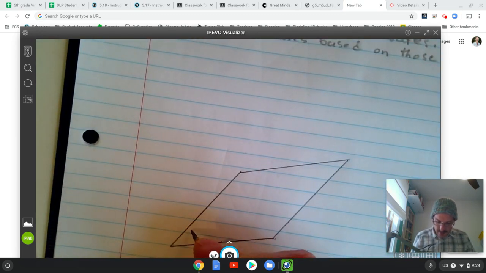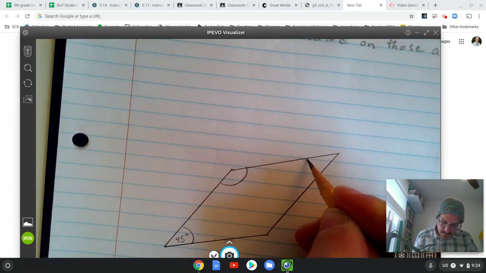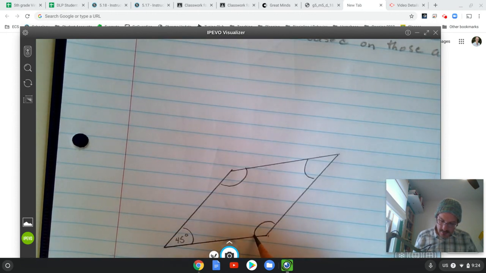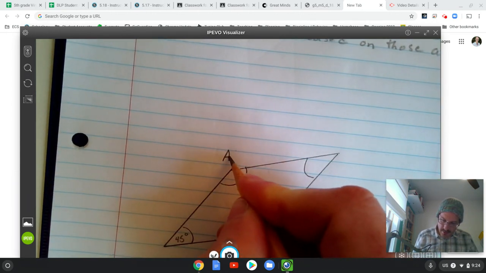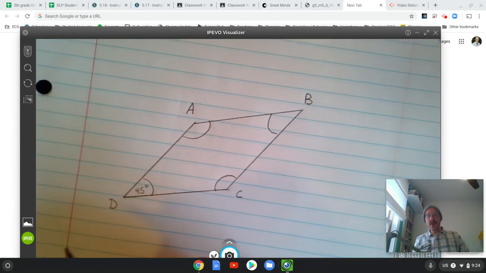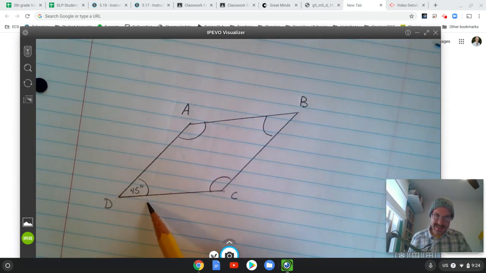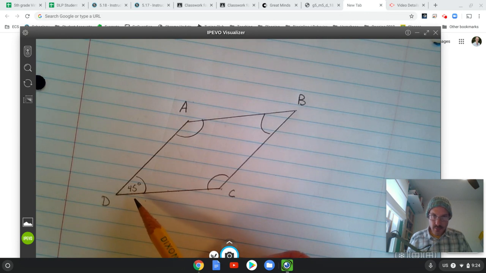So this is 45 degrees. And angle A, B, C, and D. Now, many of you, if you don't have a protractor, I've asked you to assign the measures to these angles. You need to do that considering the way that angles work and math works. So that's why I keep saying use your math knowledge.